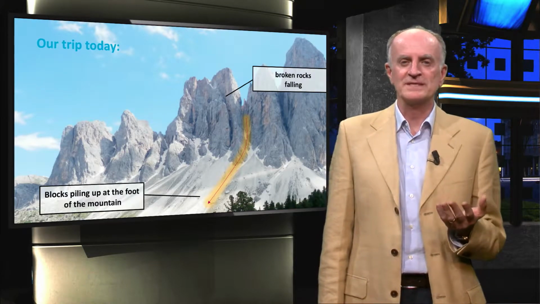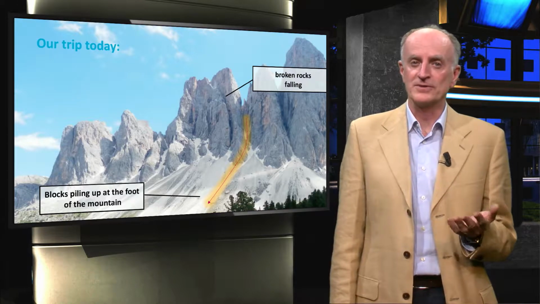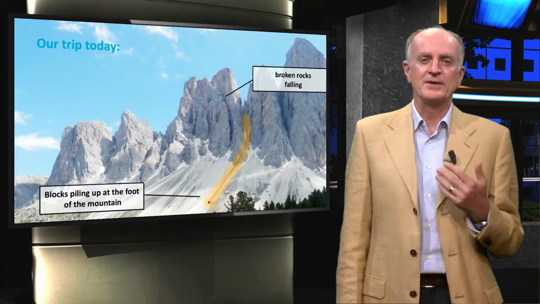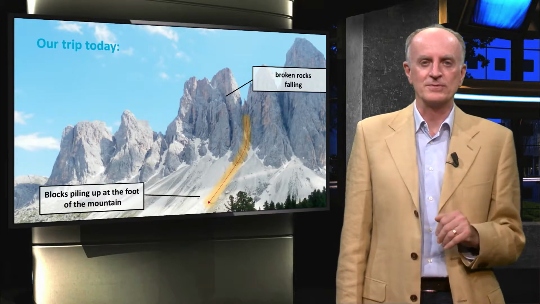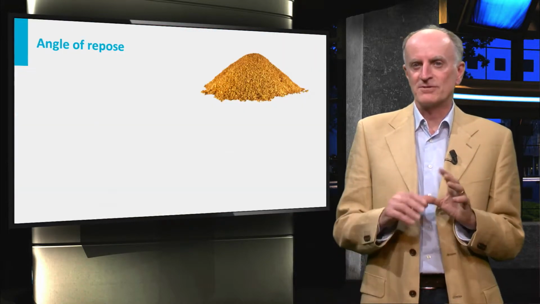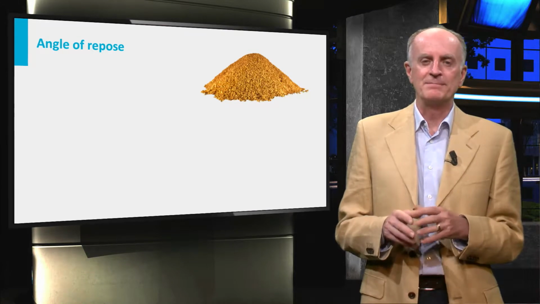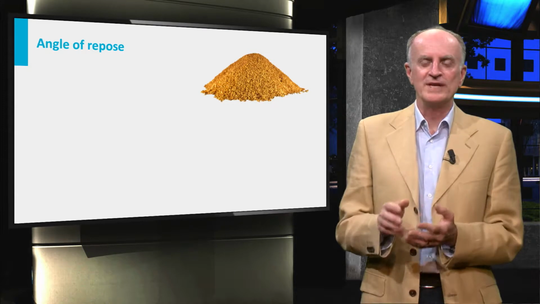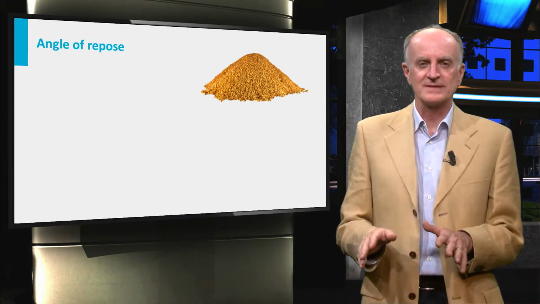Understanding of mass wasting processes is of crucial importance not only for sedimentological purposes, but also for more applied goals such as landslide control. The process of falling and piling up can be best understood by looking at what happens to sand grains which continuously fall on a flat surface.